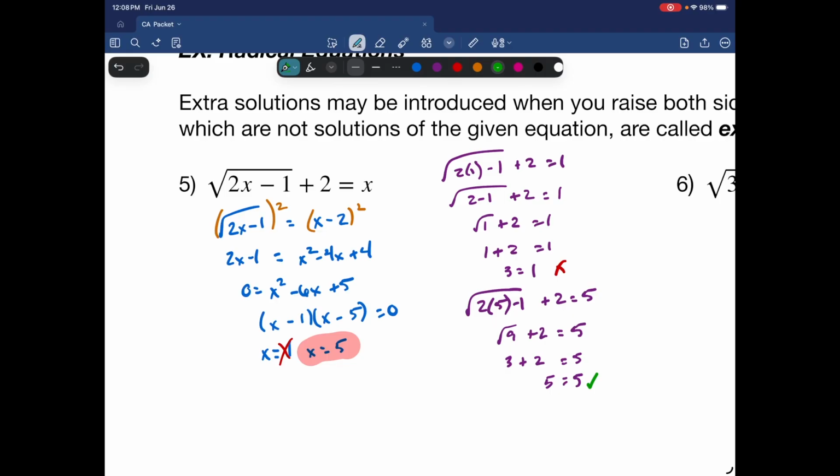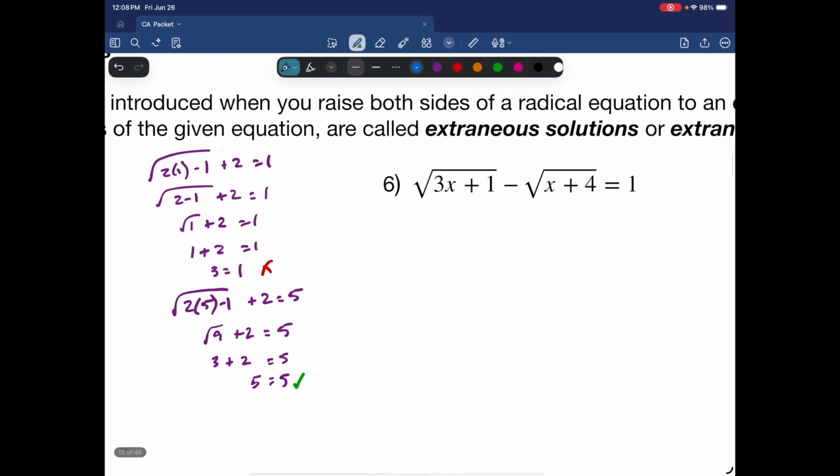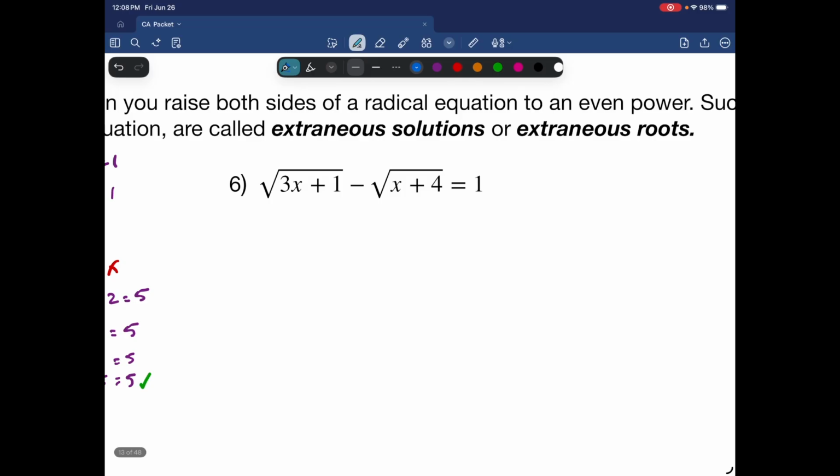All right, let's do it again on number 6. Now this one, we have 2 radicals, and right now they're on the same side. So we want to get one radical on one side, one radical on the other. So the one that's negative, 3x plus 1, I'm going to put to the other side. So it's going to be equals square root of x plus 4 plus 1. And from here, I'll square both sides.